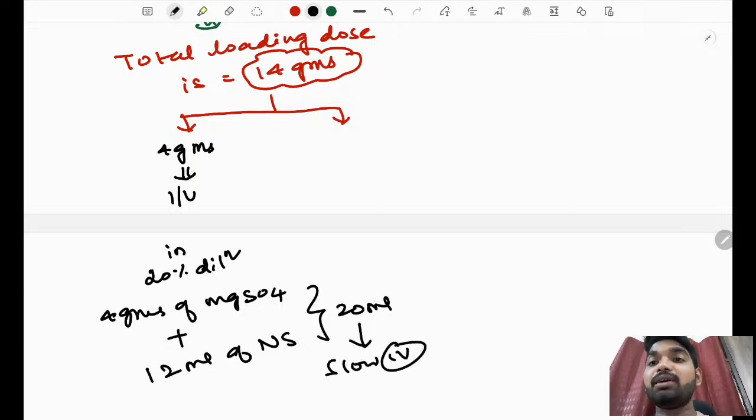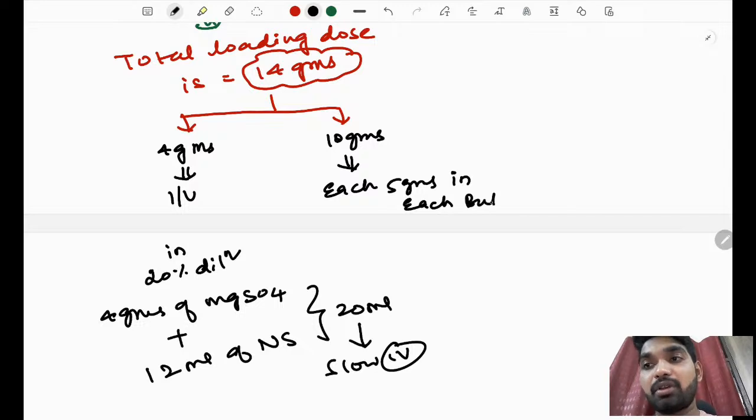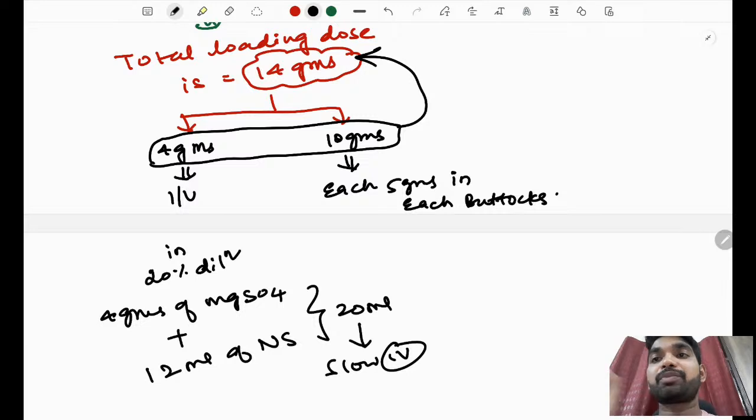Whereas here, 10 grams you will give, 5 grams in each buttock. So this becomes 14 grams of loading dose. The total loading dose in the Pritchard regime, which I am discussing now, is 14 grams. It is grams, not mg. So those who have answered it as 14 milligrams, you people are wrong.